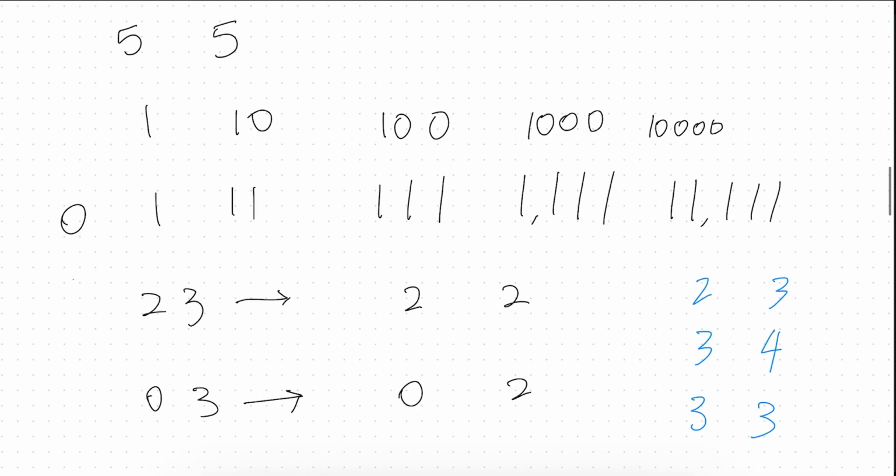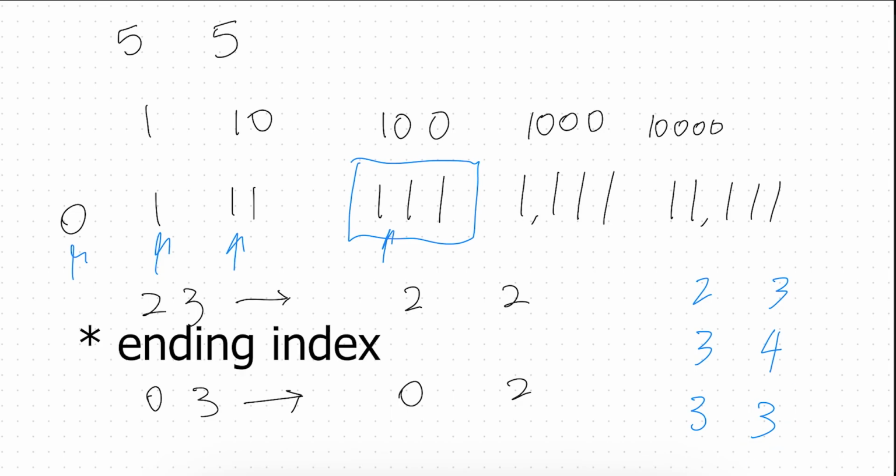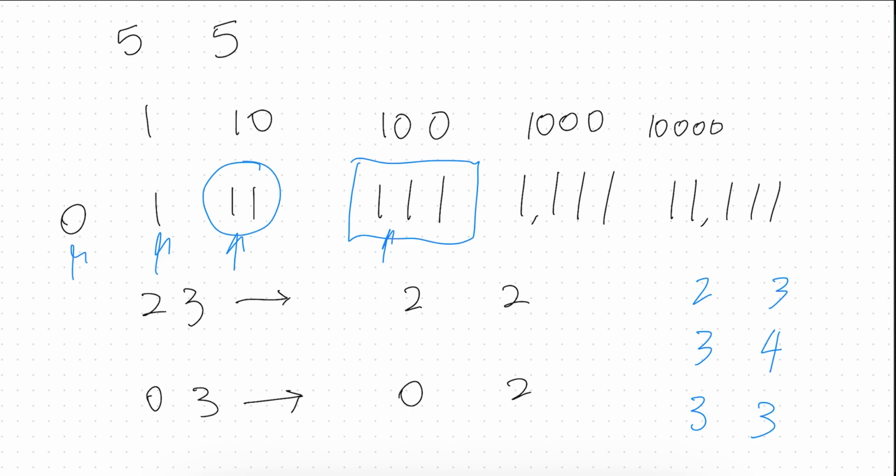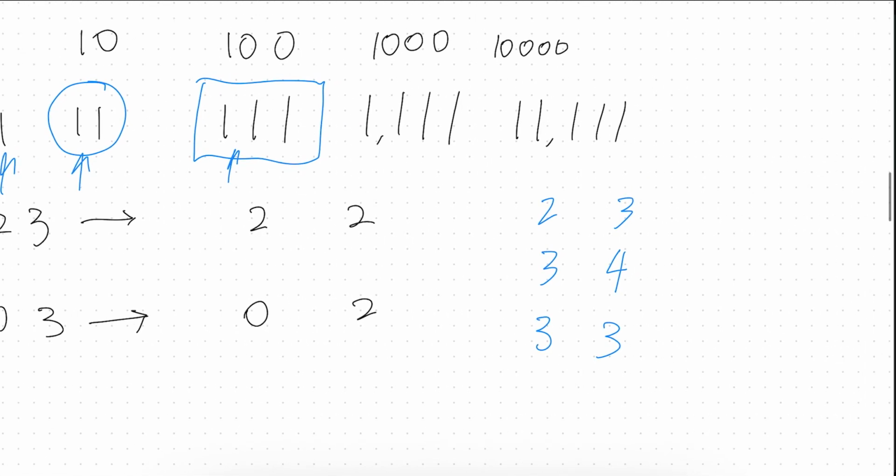So let's do 0, 1, 2, 3, and you can see immediately it's 111. But for prefix sums, the ending index is the same, while for the starting index, we take the starting index and subtract 1. So it's actually going to be 111 minus 11. Therefore, the answer is 100.